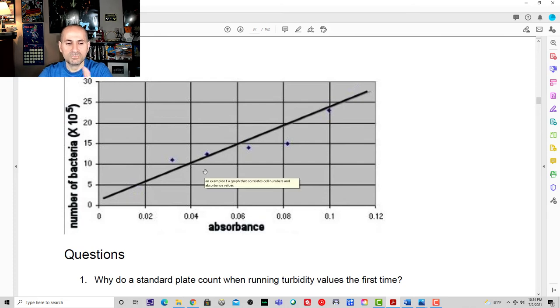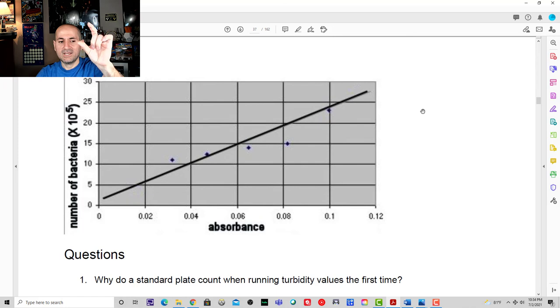So for the practical, for instance, if I were to give you this graph right here, and then I said, what if I gave you a sample and that sample had 0.06 absorbance? How many bacteria are in that sample based on this standard curve? How would you answer that? Well, remember I said I gave you a sample that's 0.06 absorbance. Well, I could use this standard curve here that I've put together.